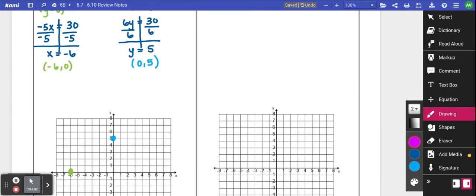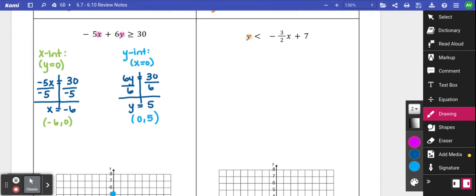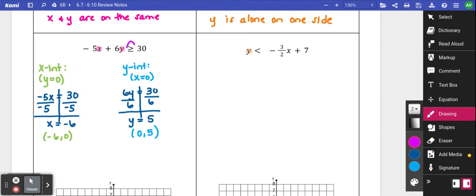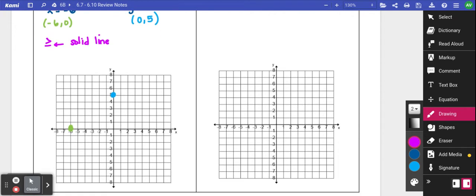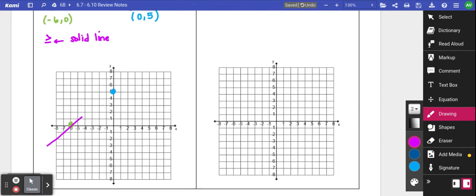But before I draw that line, I'm going to make a decision about whether it should be a solid line or a dashed line. I'm going to make that decision by looking at the inequality symbol. Because the inequality symbol has an underline, that means we do want the points that are greater than or equal to the points on the line. So because of the equal to, we're going to use a solid line when we graph this inequality. On the graph, I'm going to go ahead and draw in a solid line through those 2 points that I just graphed.